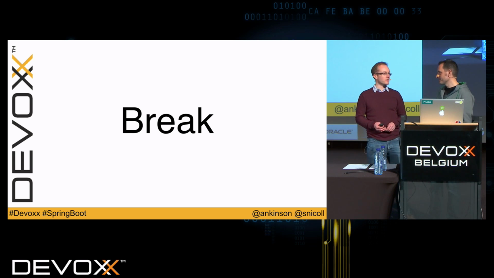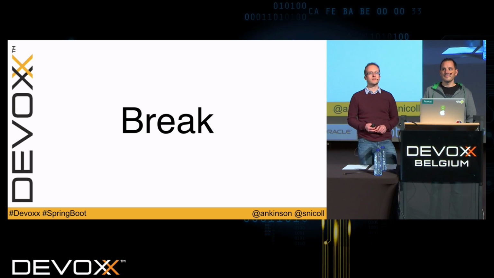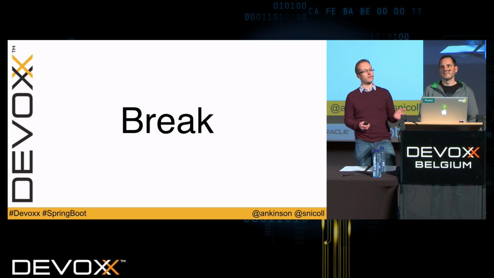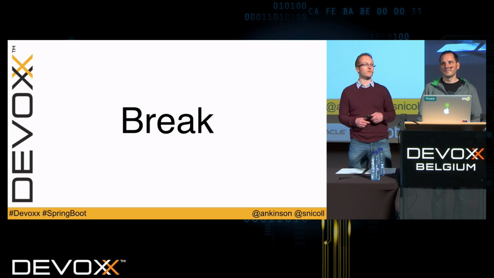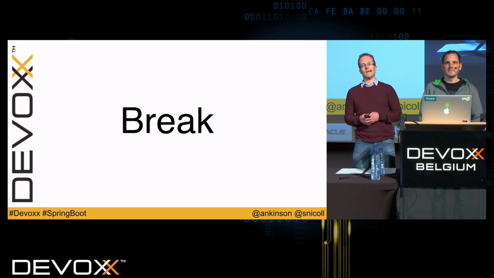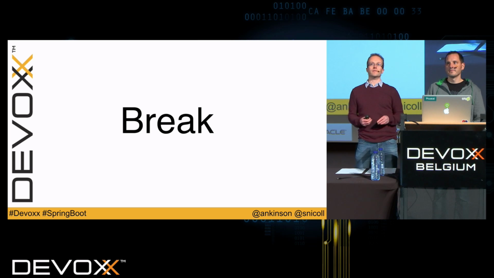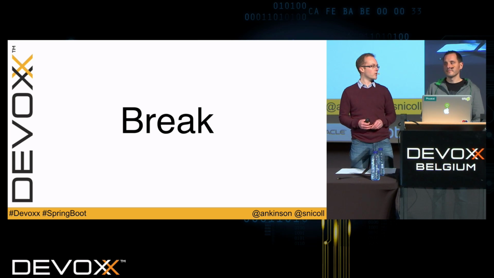Let's launch into part two. We've got two or three things that we want to carry on from the first part, talking a bit more about the life cycle of what happens when you start up a Spring Boot app, and then we're going to talk about some of the new stuff that's in Spring Boot 1.4.